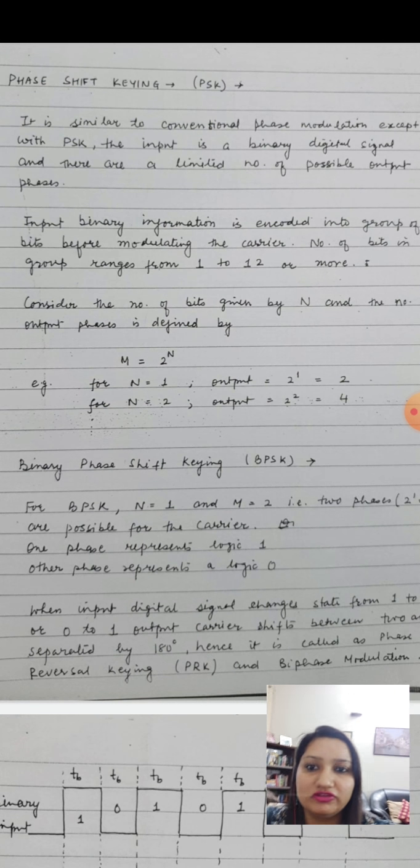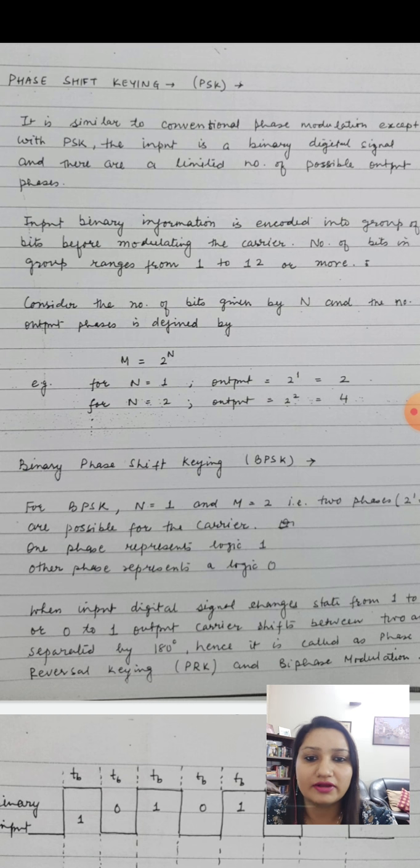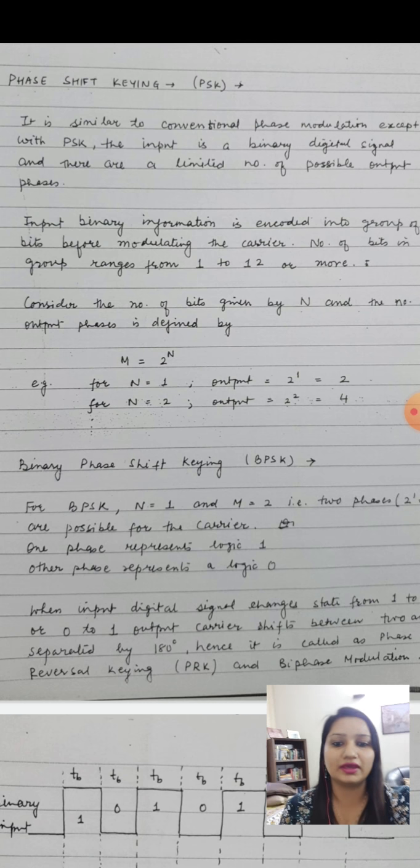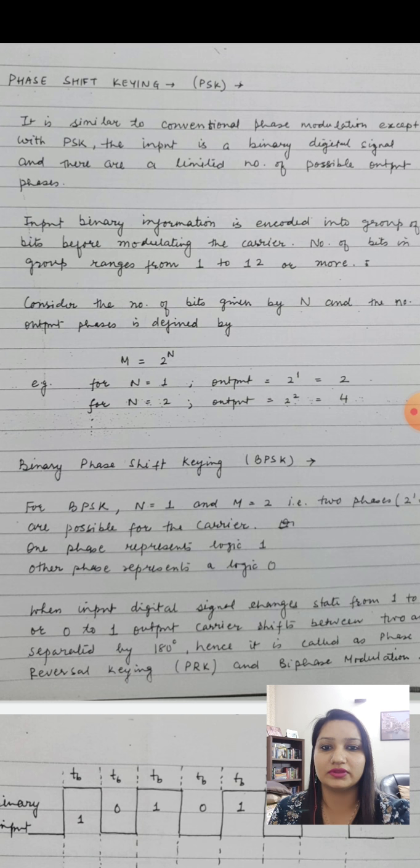Now, this phase shift keying is similar to conventional phase modulation, just as FSK was similar to FM. So, in this case PSK is similar to PM, that is phase modulation, except that with PSK the input is a binary digital signal and there are a limited number of possible output phases.